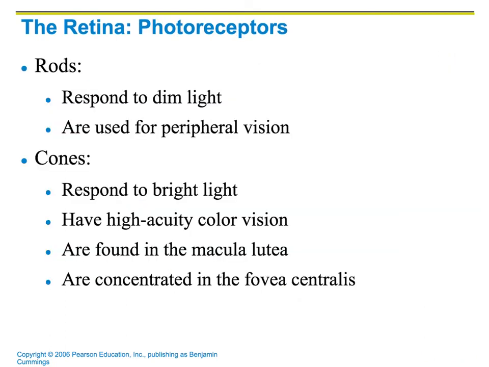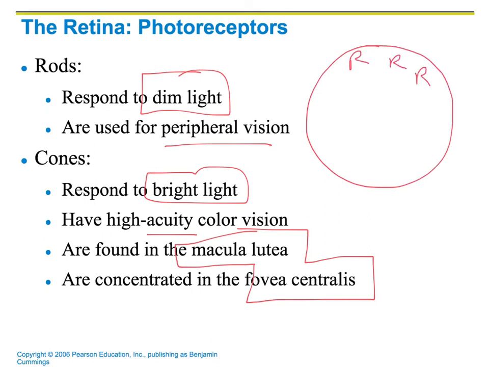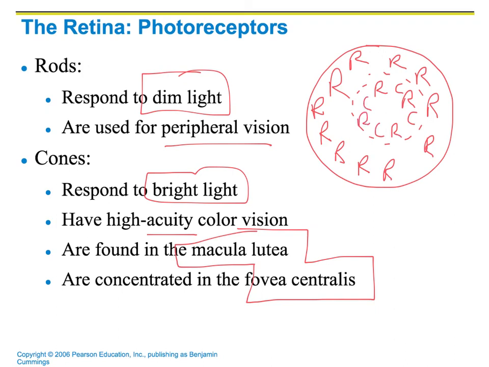Spend some time on the contrasting rods and cones. And this breakdown here you should know. On your retina you have mostly rods in the periphery. And then you have an area where you start to have some cones. That area is called the macula lutea. And then within that area you have an area that's all cones, which is your fovea centralis. Good luck.